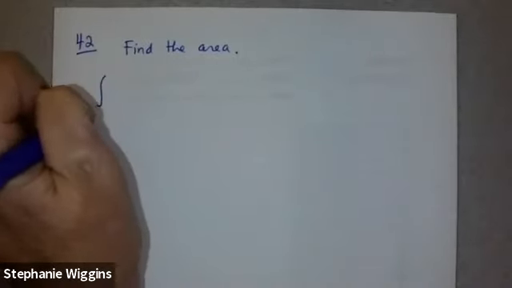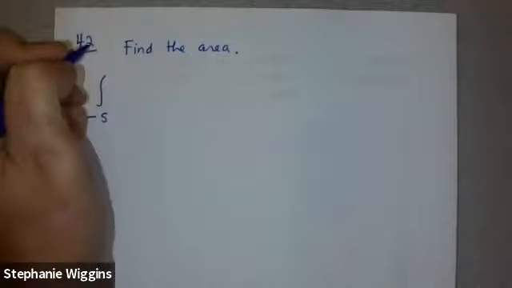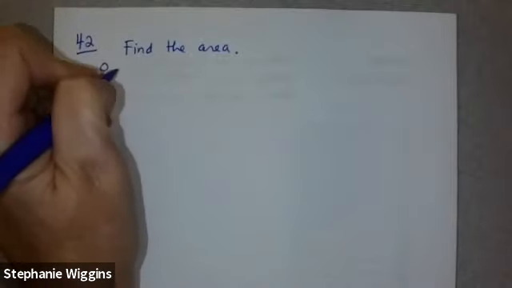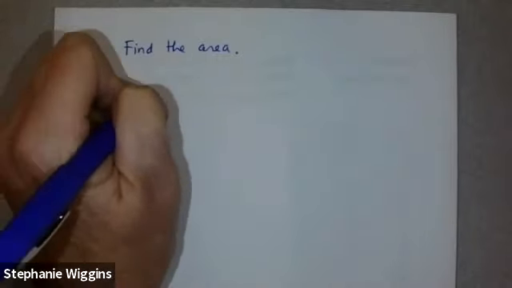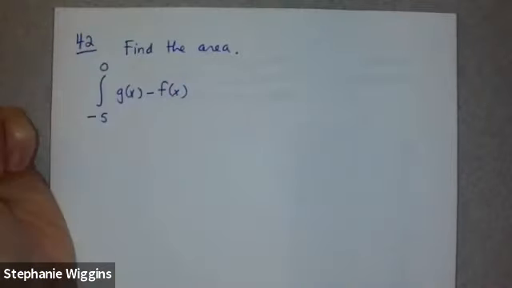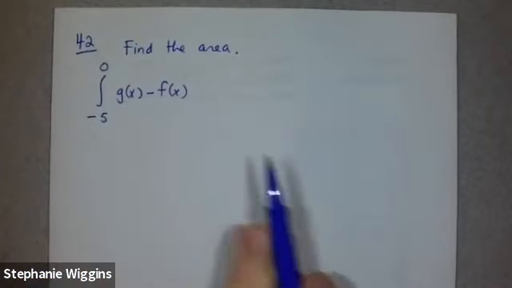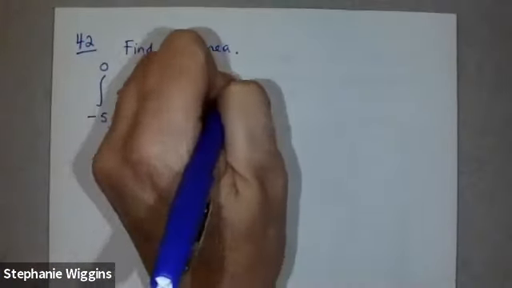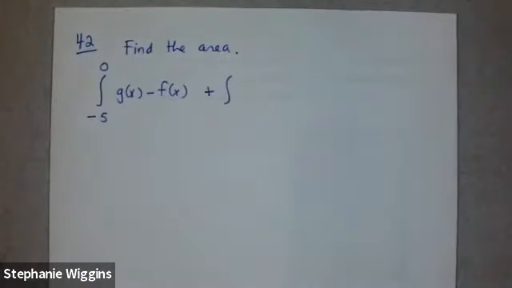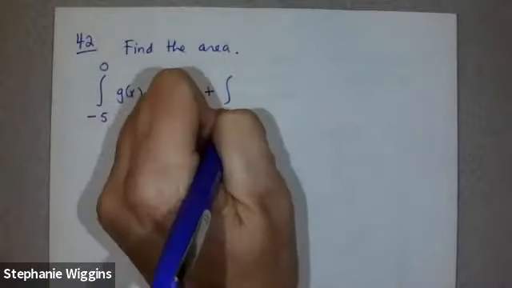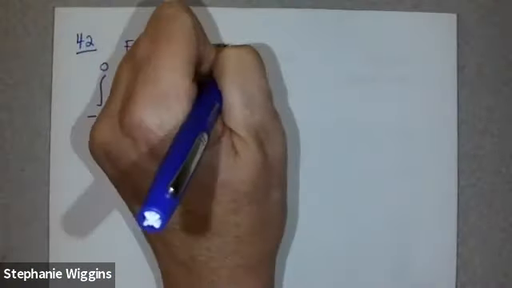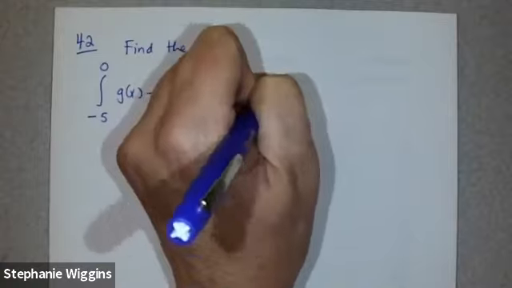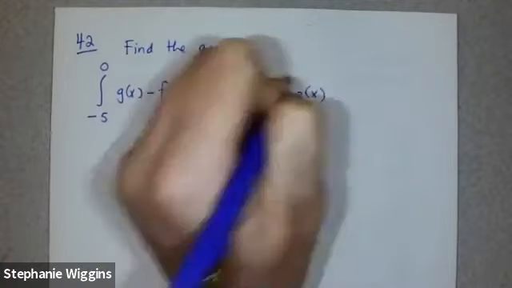So we're integrating from -5 to 0, and this time it's going to be g of x minus f of x. And the top function always comes first. Then you're going to add to that. Notice they switch. Now f is on top, so we're going to go from 0 to 4, and we're going to have f of x minus g of x.